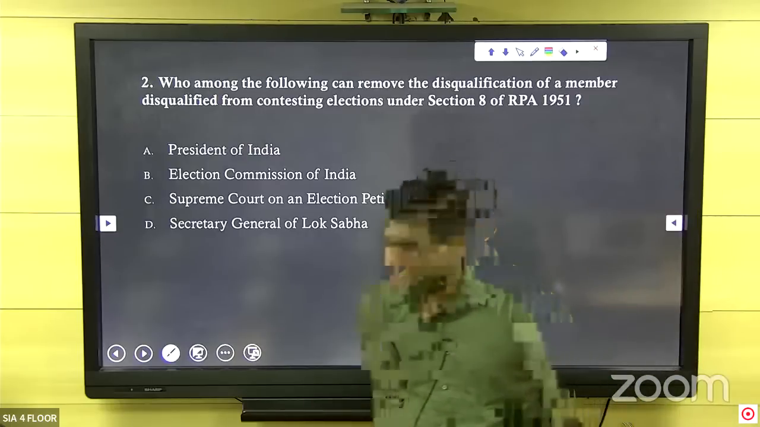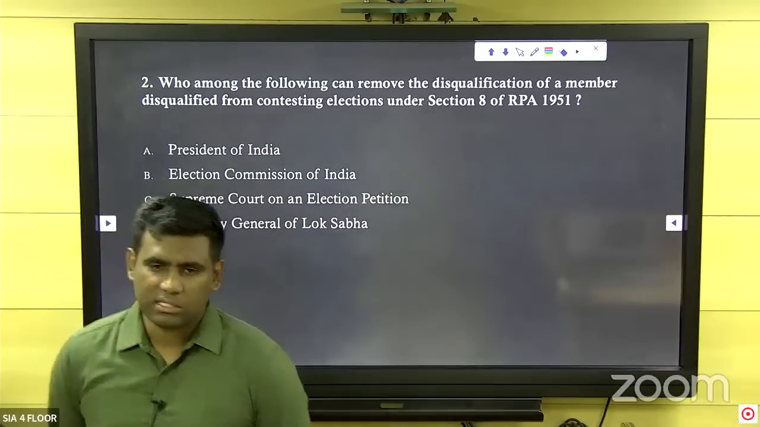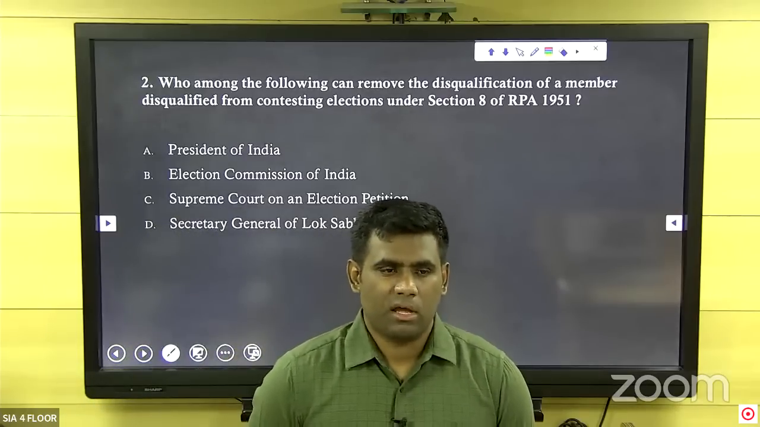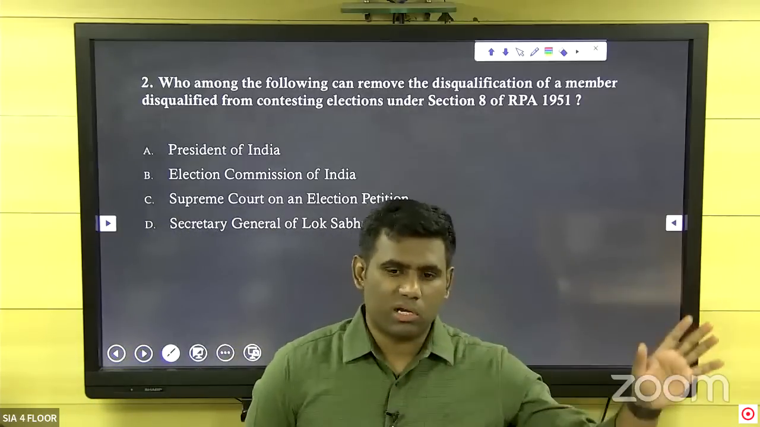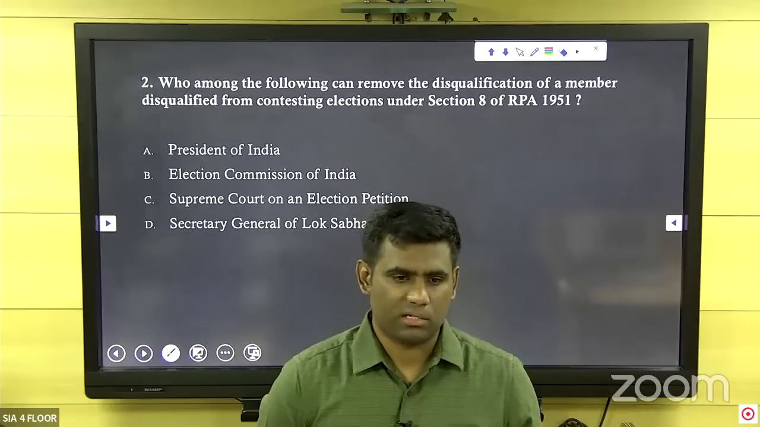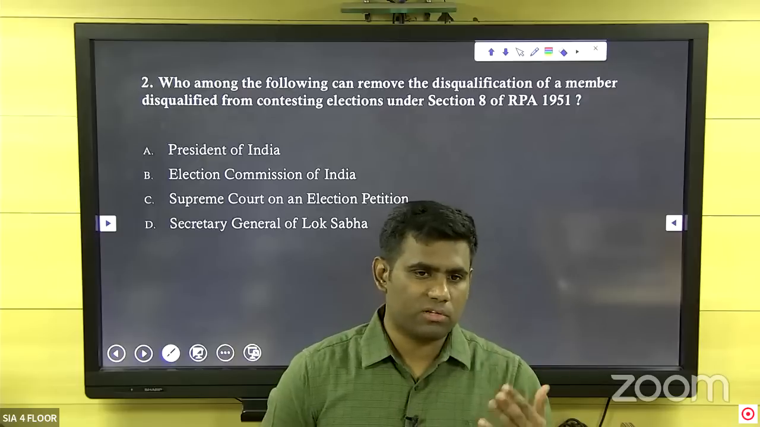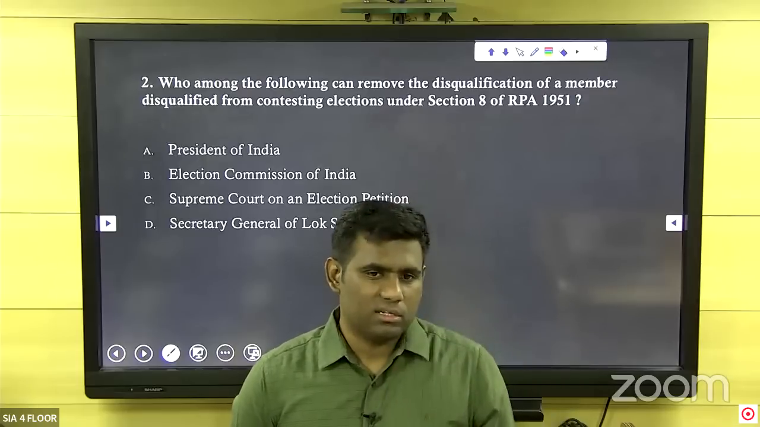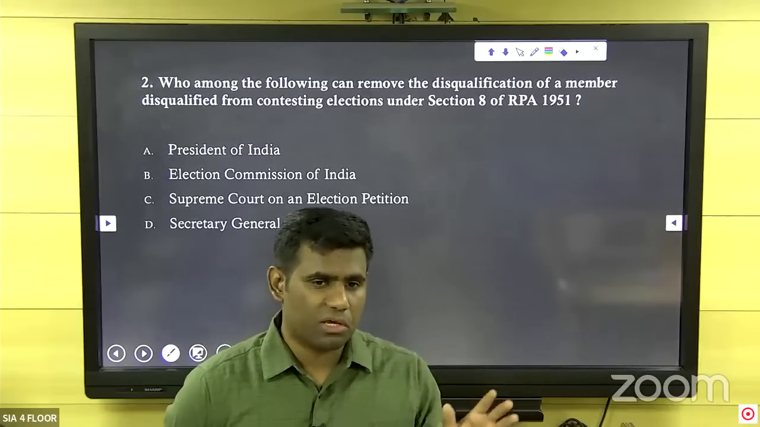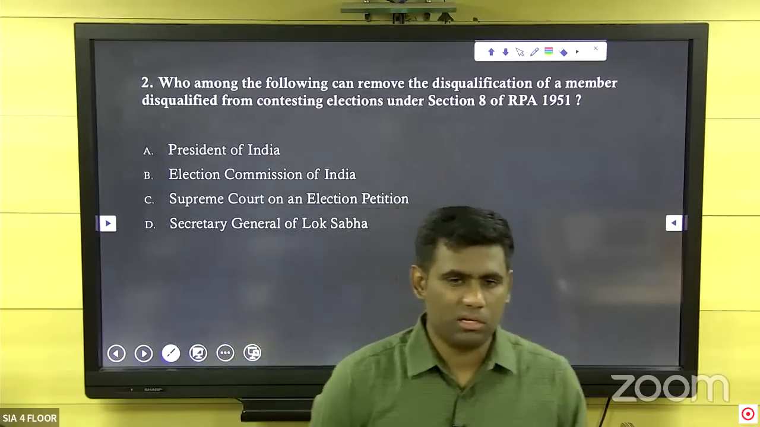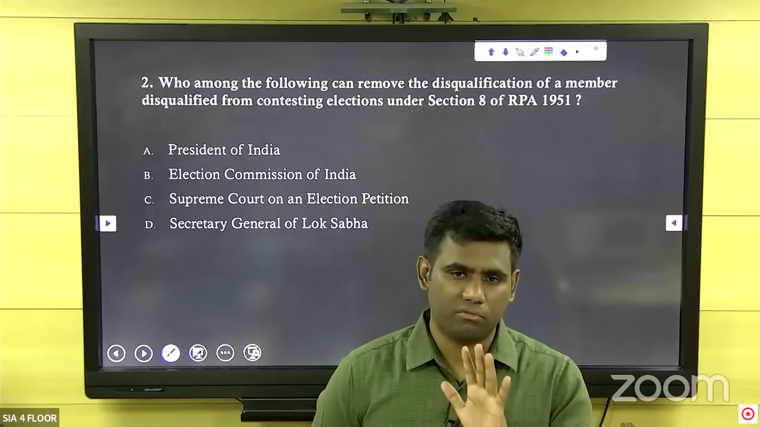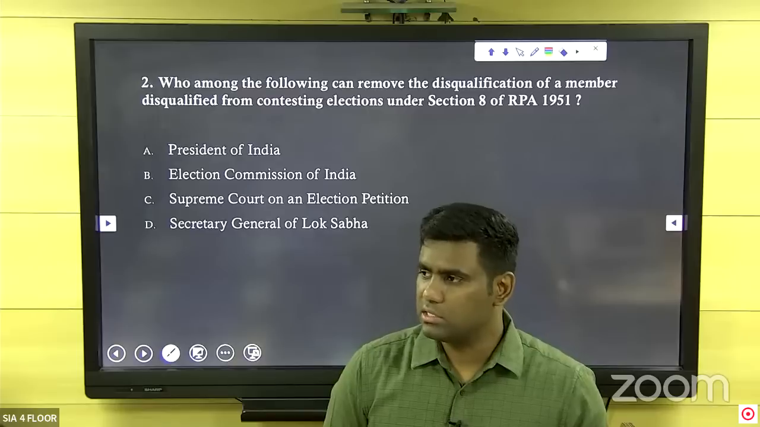Removing the disqualification, the powers under RPA 1951, is only in the hands of the Election Commission of India, and that too for every disqualification other than disqualification on grounds of corrupt electoral practice. If a person is disqualified on grounds of corrupt electoral practice, there's no way the disqualification can be removed. For other disqualifications, yes, it is possible, and the power is conferred on the Election Commission of India as per RPA 1951. Okay, it is not the president.